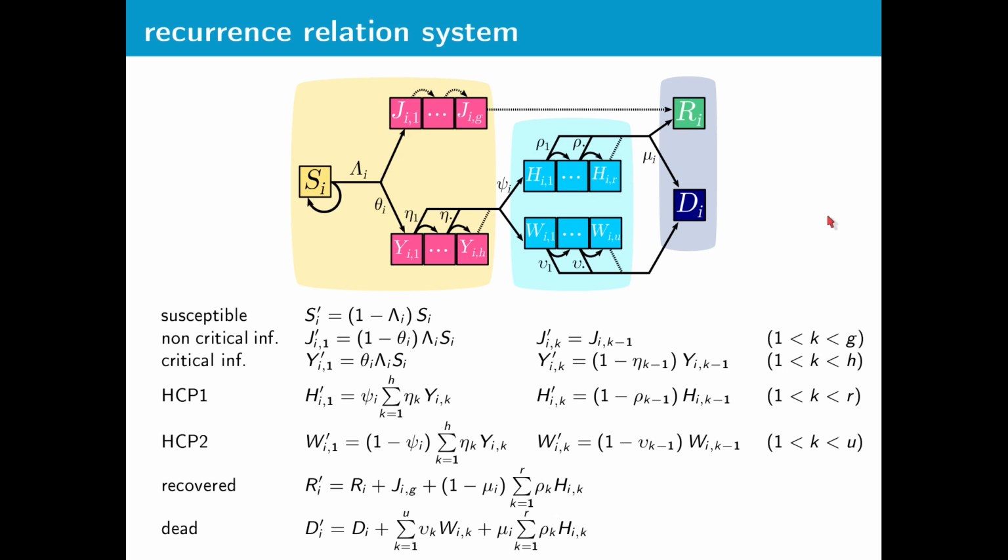The model is built in discrete time, therefore it reads as a recurrence relation system, where the second index corresponds to a number of days since the entrance of an individual within a compartment with several days.